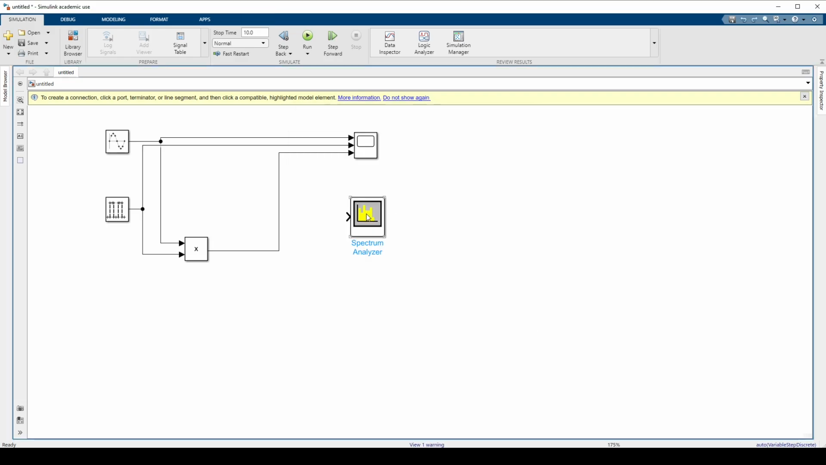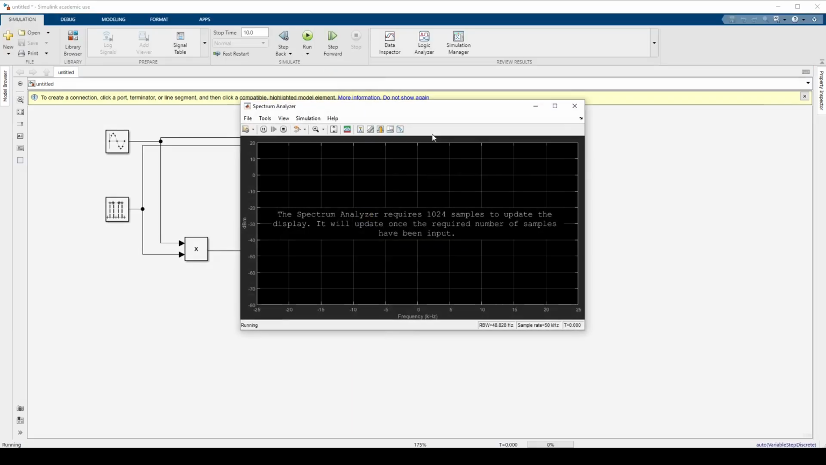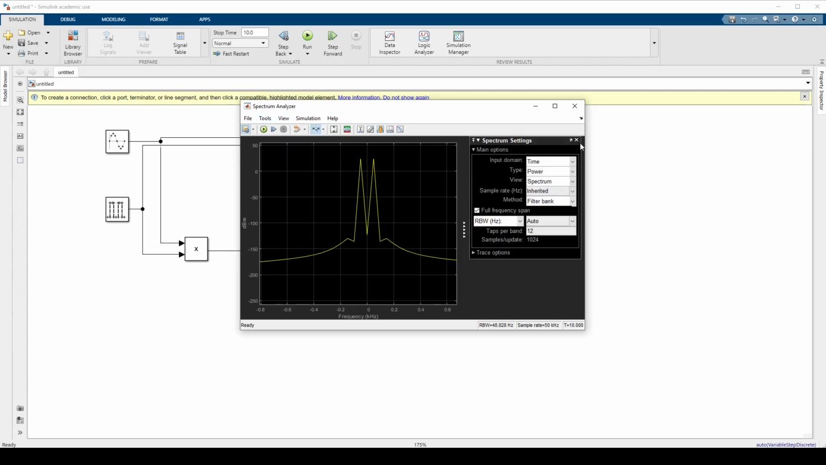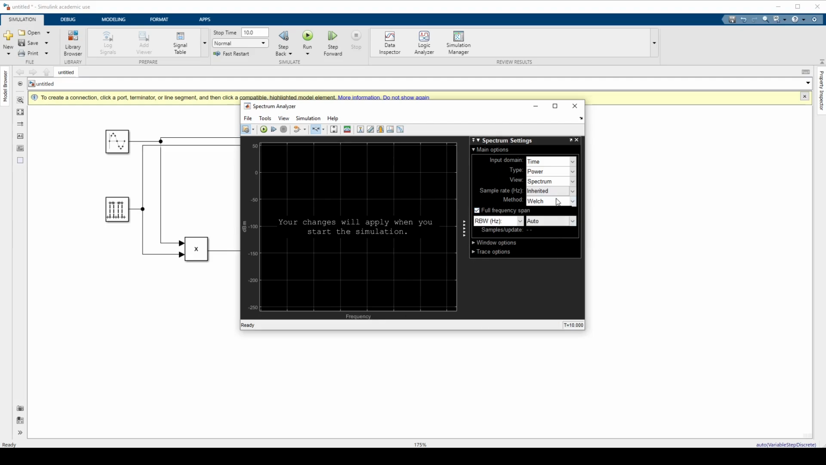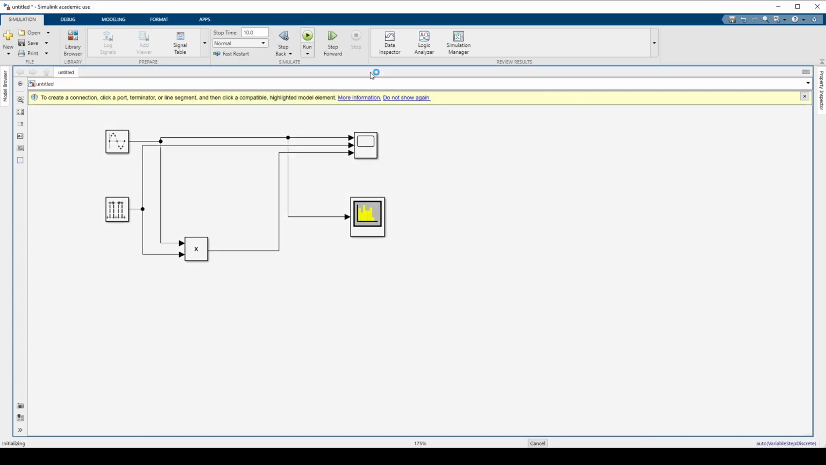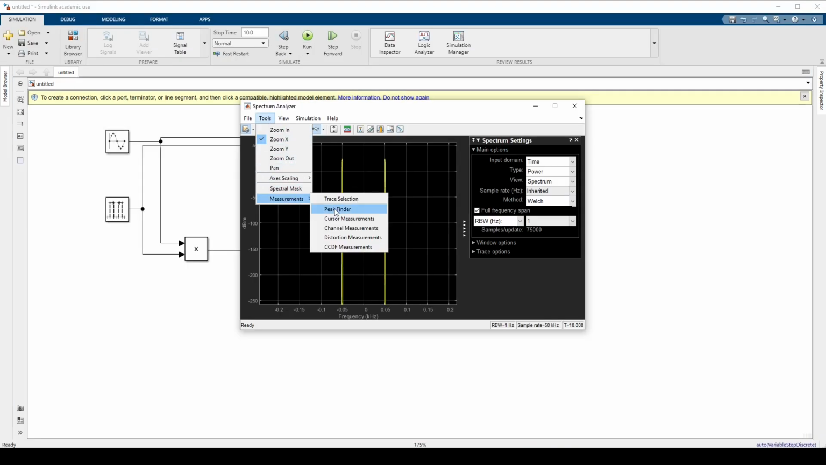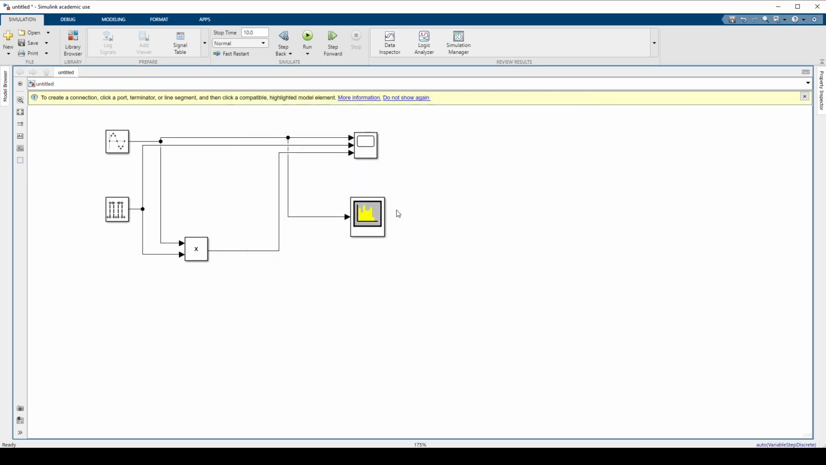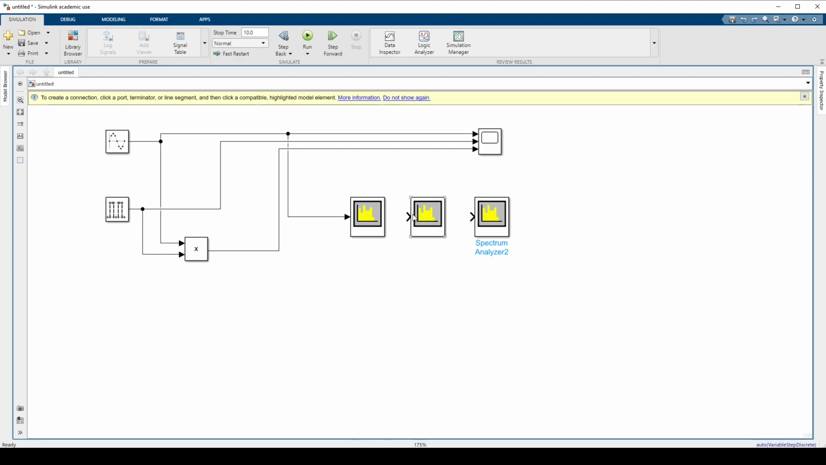For the spectrum analyzer, I'm first going to connect it to the sine wave, and I'm going to run it. So here I'm going to go to settings, and I'm going to make some adjustments so I can view it better. If we turn on the peak finder, you'll see that we have the 50 Hz carrier wave on both sides of the spectrum. And then I'm going to make a copy of this and paste it 2 times. Now we can connect the spectrum analyzer to the square wave and the modulated wave.